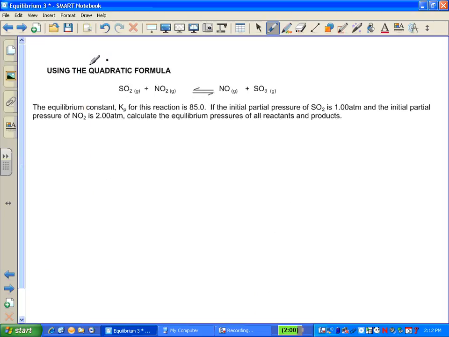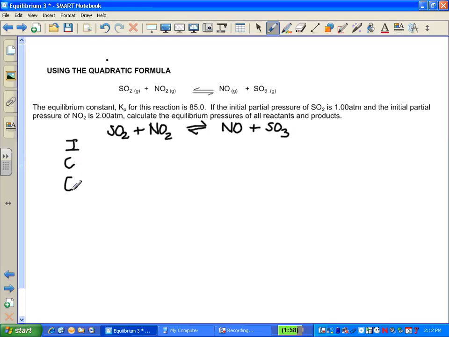I encourage you to pause the video for a moment and develop an ICE chart for this next problem. And once you've done that, you can start the video again, check that you've created the correct ICE chart, and then we'll discuss the solution for this one.